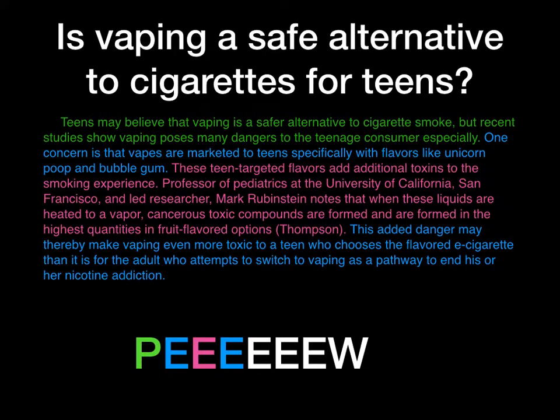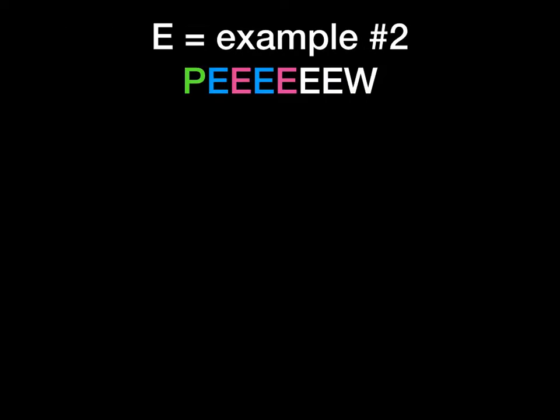I say, one concern is that vapes are marketed to teens specifically with flavors like unicorn poop and bubblegum, because I'm writing about vaping in a teenage demographic specifically. Now let's turn our attention to the explanation sentences that follow my example by saying, this added danger may thereby make vaping even more toxic to a teen who chooses the flavored e-cigarettes than it is for a teen who attempts to switch to vaping as a pathway to end his or her nicotine addiction. I am emphasizing the point of my paragraph further that vaping is not a safer alternative.